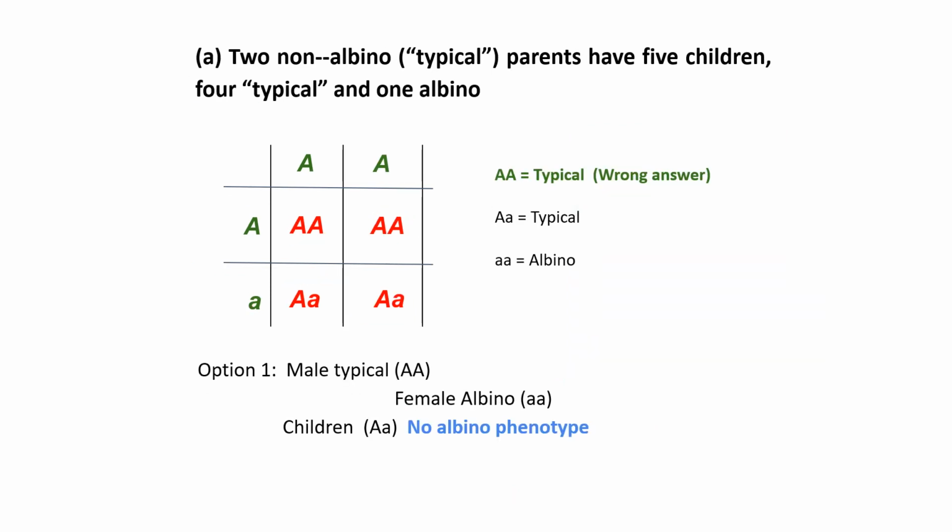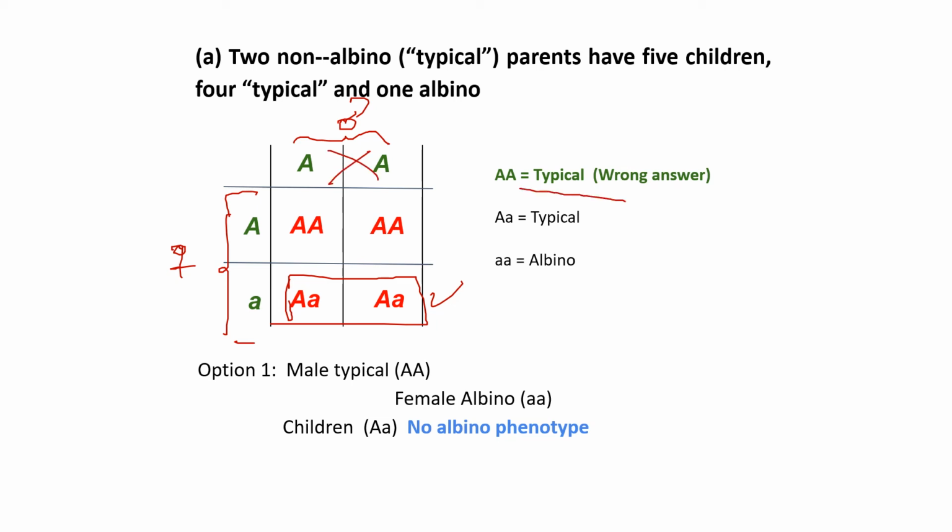Before solving the other one, I have this exercise that shows you why the other option is wrong. Suppose this is the male and this is the female, so you have a female that is a carrier and a male that is typical but not a carrier. If you have that, you have no option to get albino genotype or albino phenotype. So in this case, this is impossible, so this is wrong. The typical parent has to be the carrier. They want those parents.